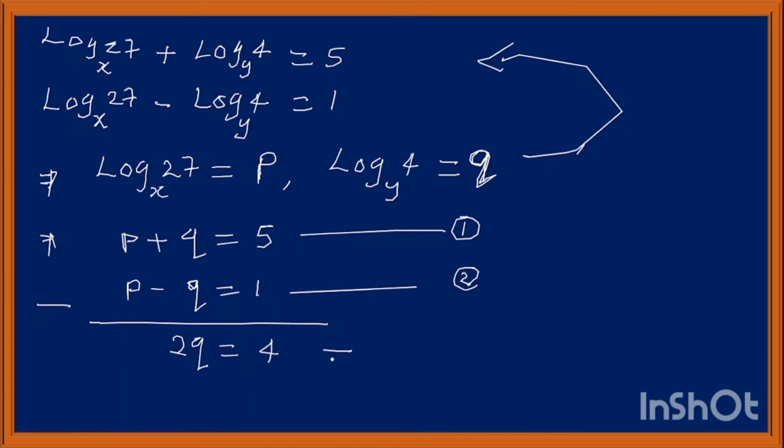So if I solve for q in that, we have that q is equal to 4 divided by 2, and that makes q equal to 2. So we have the value of q to be equal to 2. Now let's substitute q equal to 2 into any of these equations. I'm going to substitute it into equation 1.